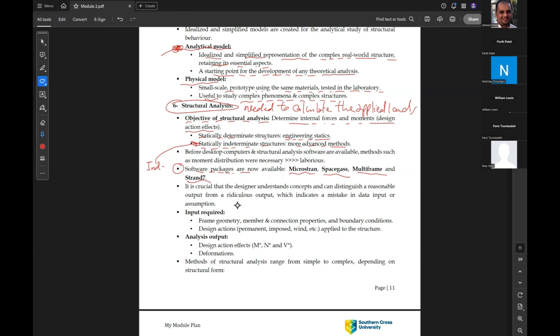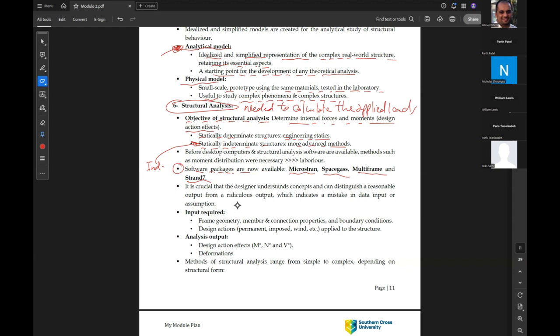Okay. No worries. Space Gass is easy to get for students, so you just need to maybe send an email, request access, and they will send you a link. Also, Space Gass is much easier compared to Strand7. Okay, we might talk about this later, maybe next week's lecture or week 4, because we will need it only for the portfolio, assessment 3.